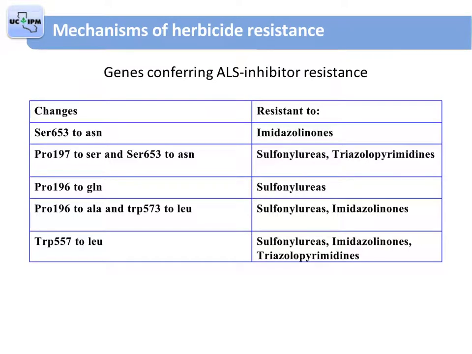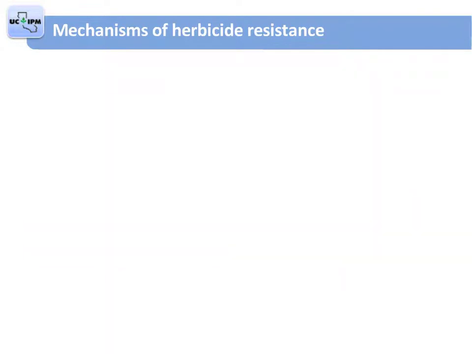Different alterations within the active site can result in different patterns of resistance. For example, there are several amino acid alterations that occur at the ALS enzyme binding site, resulting in different responses to different ALS inhibiting herbicides. Now let's look at the non-target site-based mechanism of resistance. Let's start with metabolic resistance.